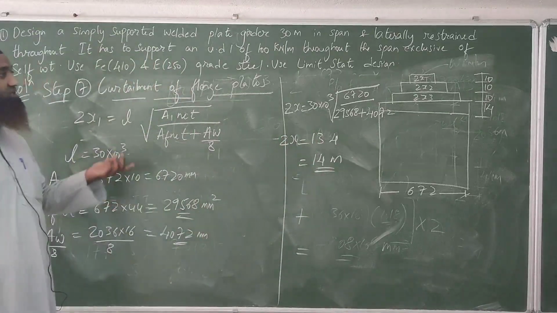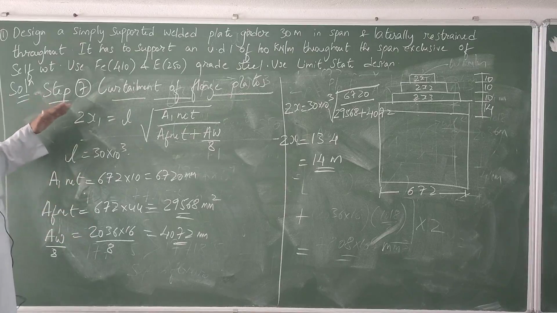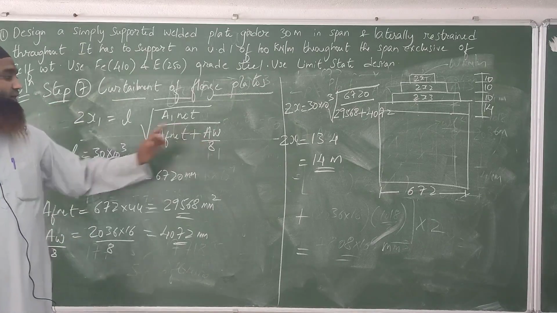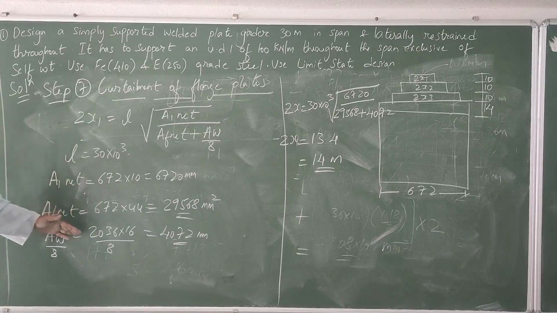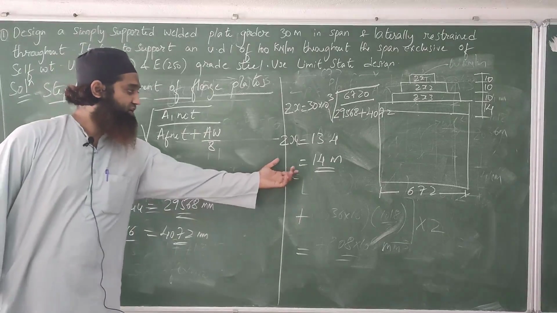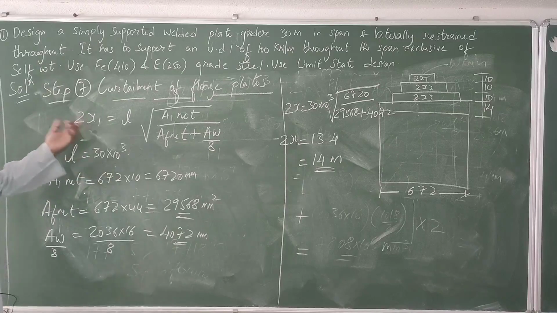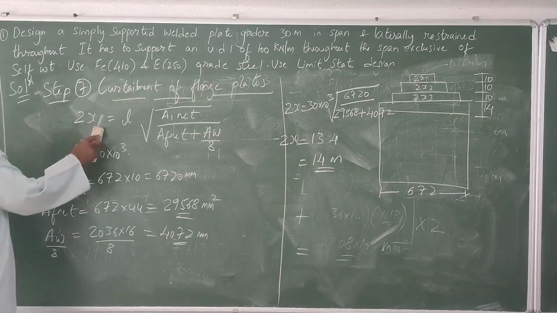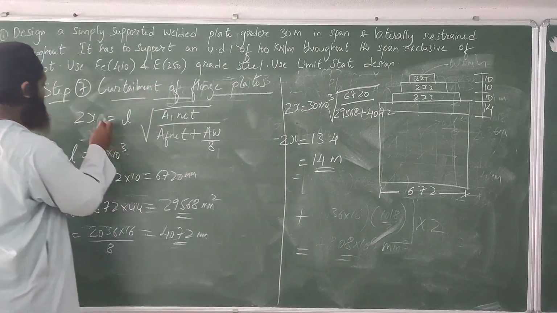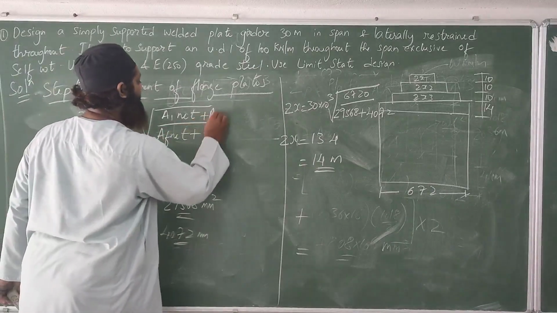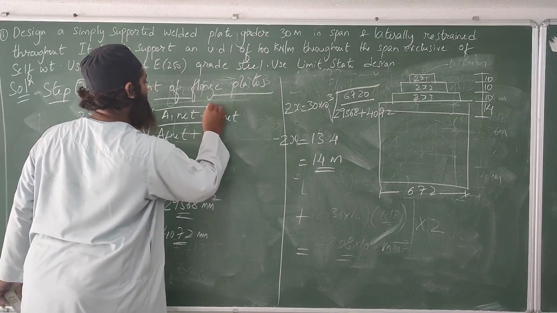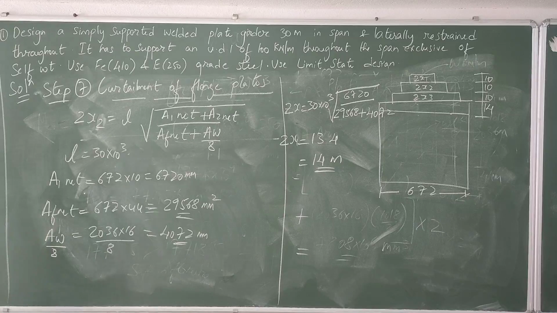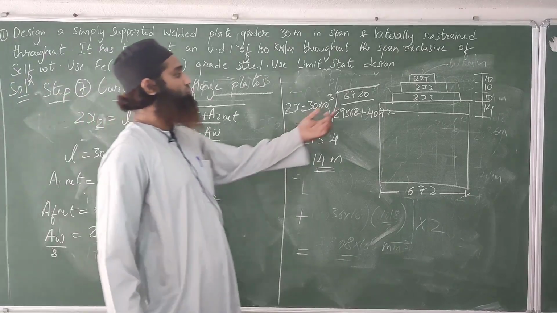We'll just see what is 2x2 also. The same way you can just understand here. 2x1 was L into A1 net by AF net plus AW by 8, and we have substituted all these values. We got the value of 2x1 as 14 meters. Same way we'll see 2x2. It is very simple. You don't need to change many things here. 2x2 will be A1 net plus A2 net. Now A1 net value we have, AF net, AW. What is A2 net?